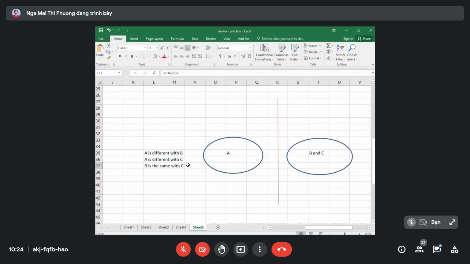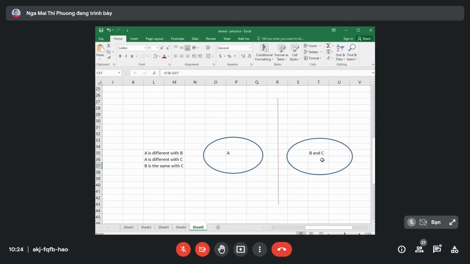Group 1, you have only feed A. Group 2, you have B and C, because B and C are not different. Right? A is different from B and A is different from C. So A belongs to one group, B and C belong to another group. Right? So now, B and C are not different.